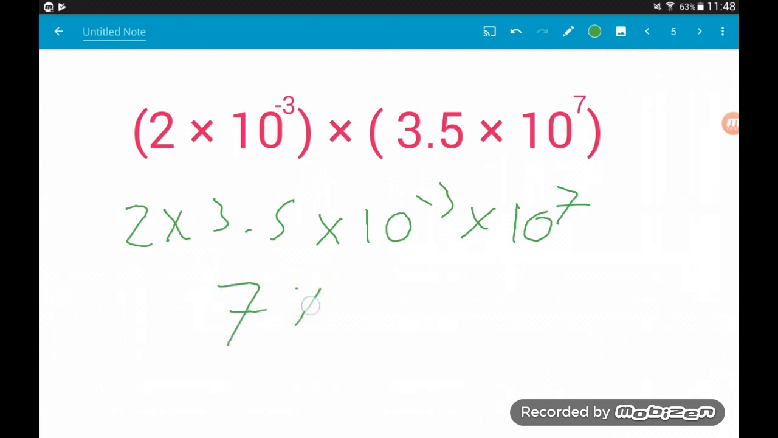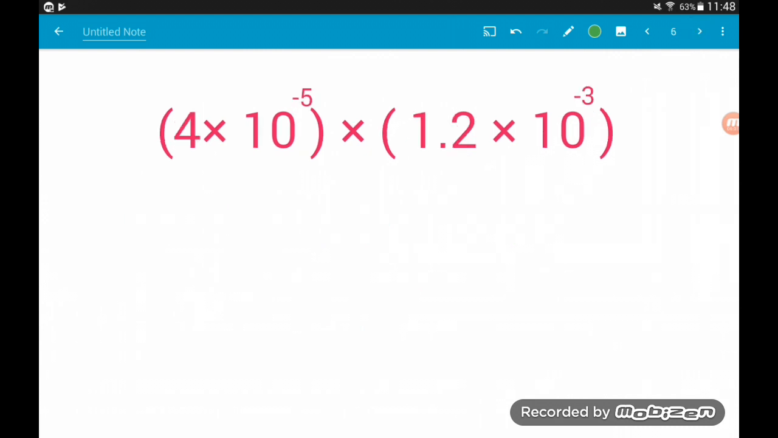And then, what is 10 to the power of minus 3 times 10 to the power of 7? Again, remember, we're just adding the indices together. So minus 3 add 7. Well, that's going to leave us with a power of 4. So our answer here is 7 times 10 to the power of 4. Jobs are good.